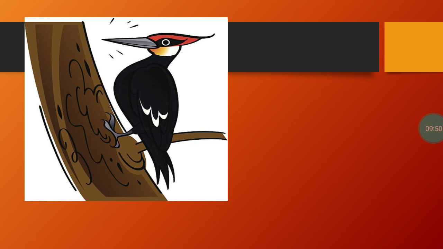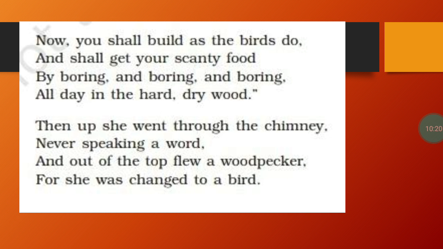So Saint Peter cursed the woman that she would become a bird because she did not deserve the human form. He said that she would get very little food, by how, children? By digging the wood. Have you seen this? You know what is a woodpecker, or have you seen it before? Woodpecker. So what would it do? It would work hard all day in the hard, dry wood to make a small place for herself to live in. Understood?